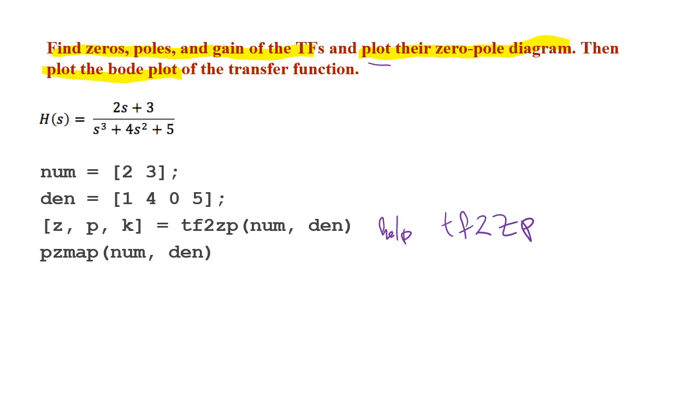Next, to plot the Bode plot, the function is simply bode, but before it we're going to type figure to open a new figure window. This way we don't overwrite the zero-pole diagram. Next, we're going to type simply bode and provide the two inputs for the function as the numerator coefficients array and then the coefficients of the denominator.